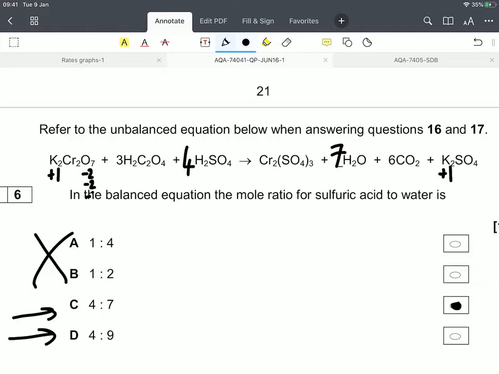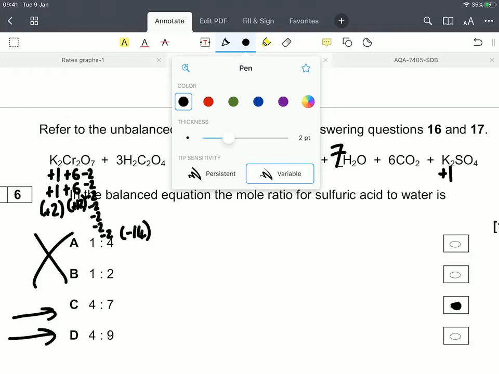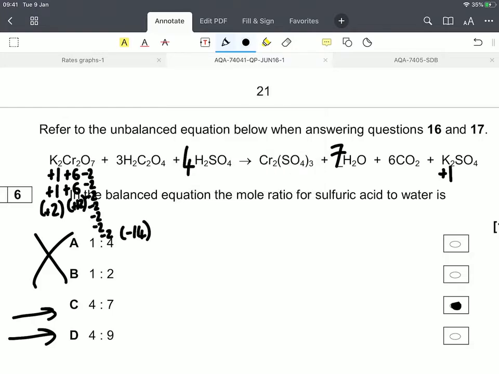You've got seven oxygens in this compound, that's -14. There are 2 potassiums, +2, so chromium must start out at +6, because that's going to give you +12. I feel like I need to just do that whilst we're so zoomed in. So the chromium starts at +6, potassium +1, oxygen -2.